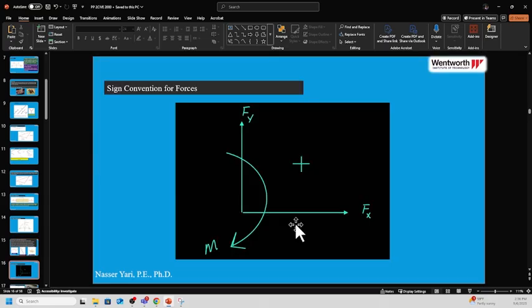One important thing that we're going to do from now on is the sign convention for force. We're going to say FY, forces in the y direction going up, is positive. Forces FX in the x direction going right is positive. And then later on we will talk about something called moment. And moment counterclockwise also is positive. So this is our positive sign that we're going to use from now on in this class.